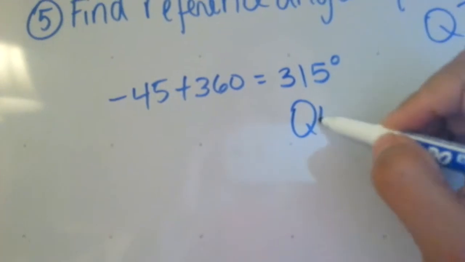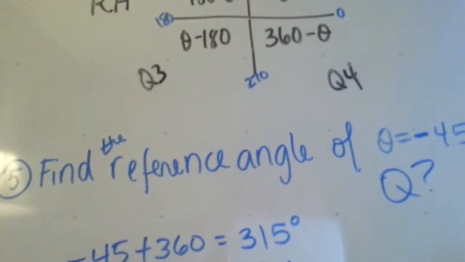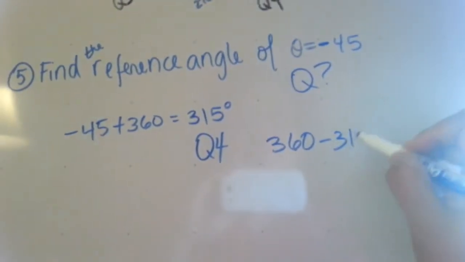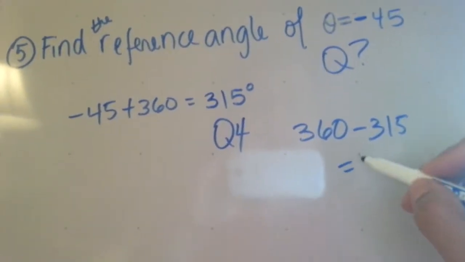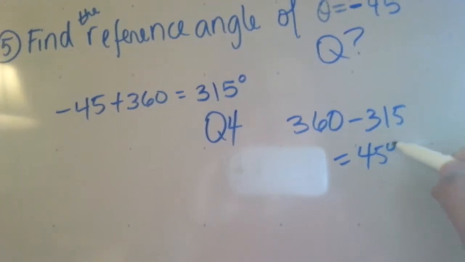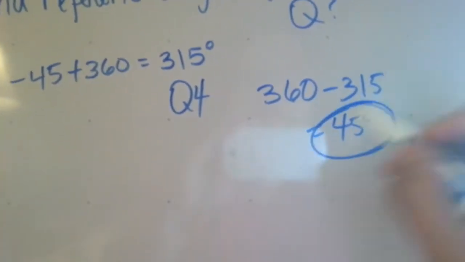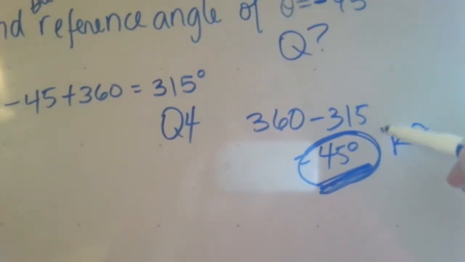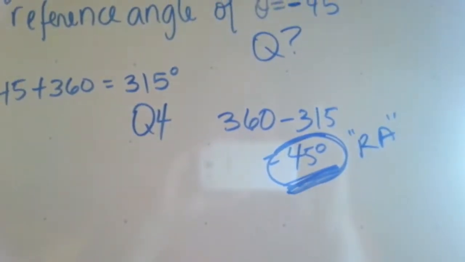So that means we have to do 360 minus 315, and then we're going to get 45. There you go. This is the reference angle. Got it? There we go.